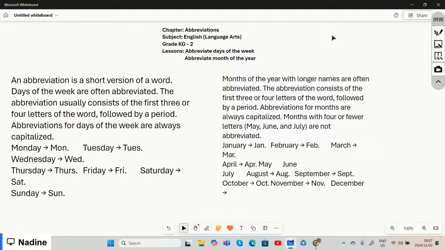All right. So when it comes to abbreviations, abbreviations are basically short versions of a word.